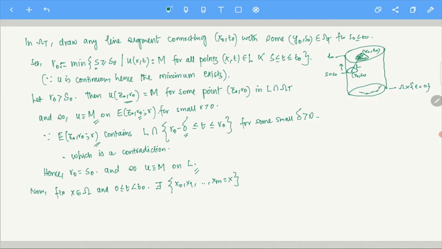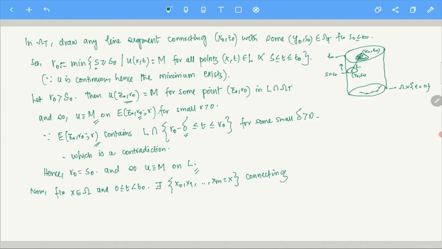So you take some points, connecting, so there are these points. Basically what I want to do is, you see, there are these points in omega, right? I want to connect a line segment which connects every point, so let's say x_{i-1} to x_i, with a line segment which must lie on omega. You understand what I'm trying to do?